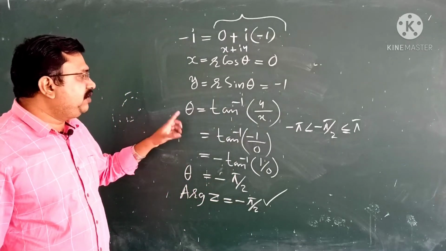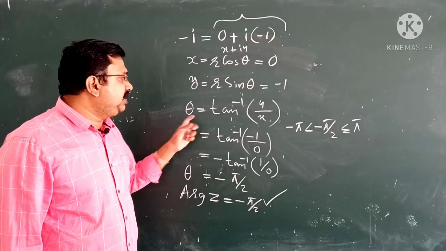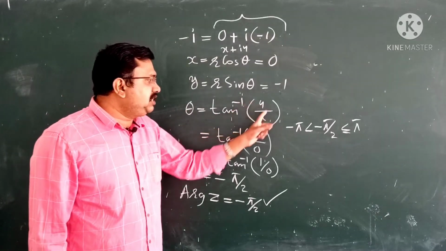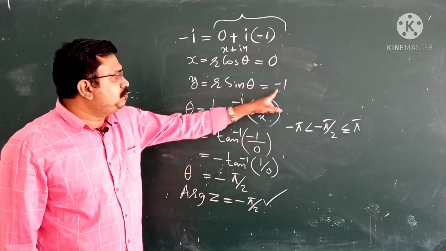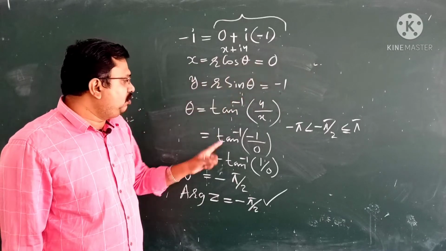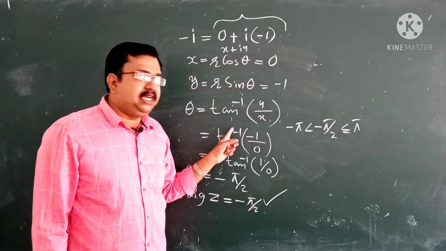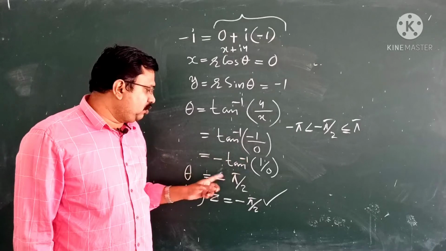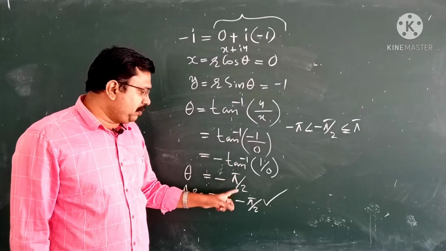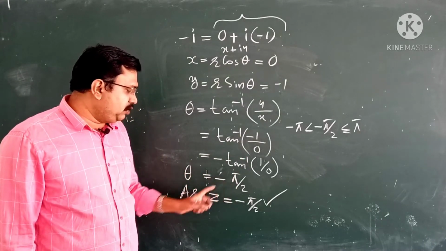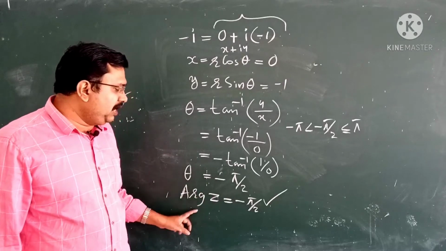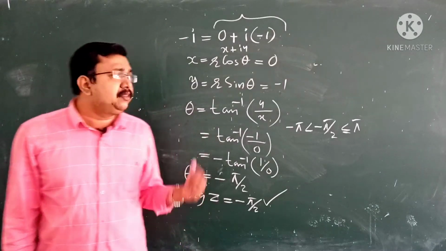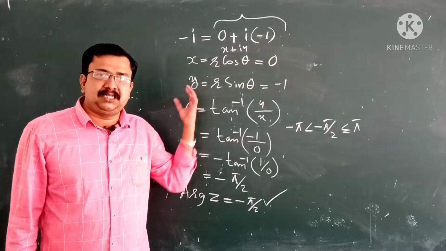We can find it using the equation theta equals tan inverse y by x. Here y is minus 1, x is 0. Therefore, tan inverse of minus 1 by 0 is equal to minus pi by 2. This is our principal amplitude of the complex number. Okay, please write down.